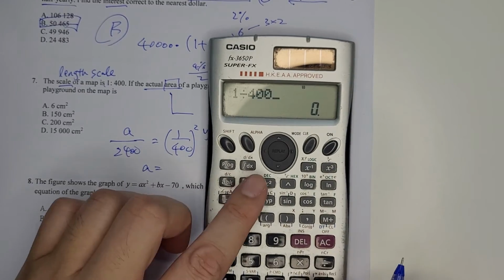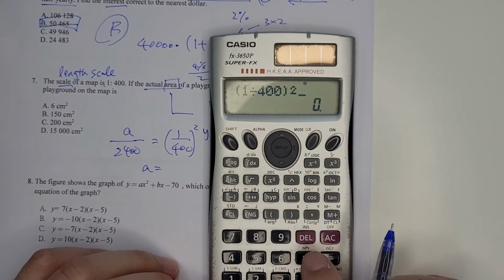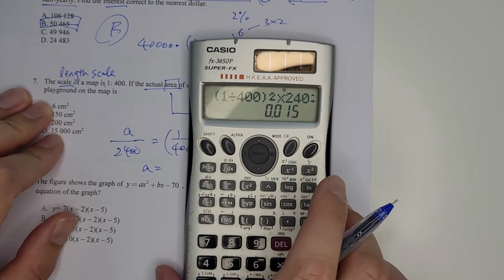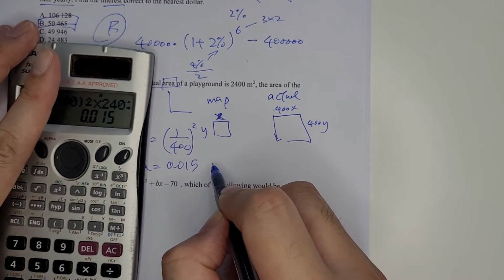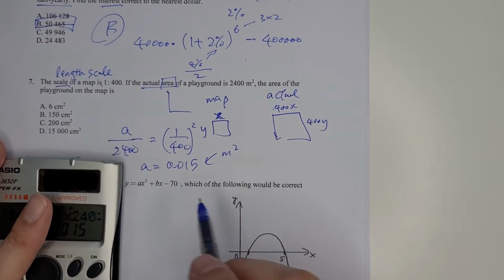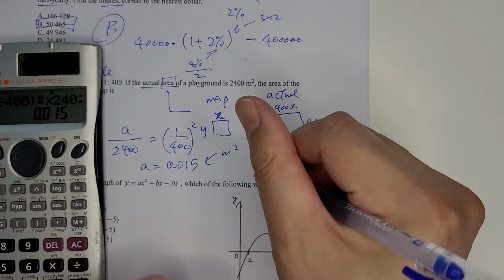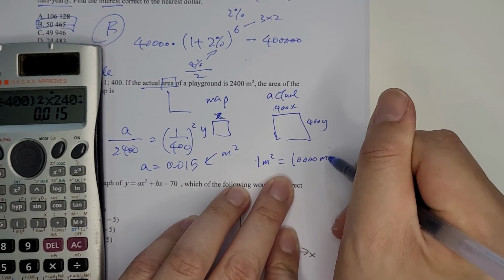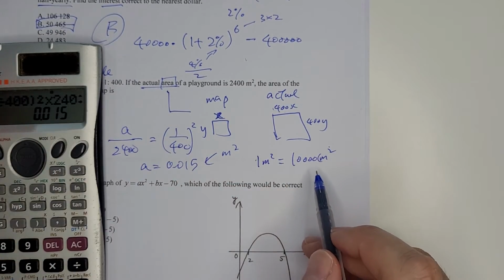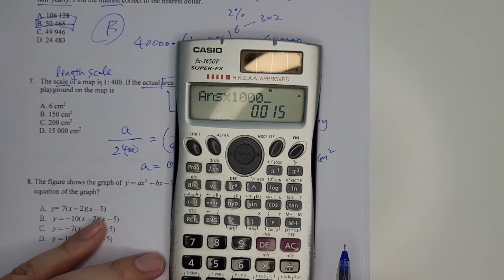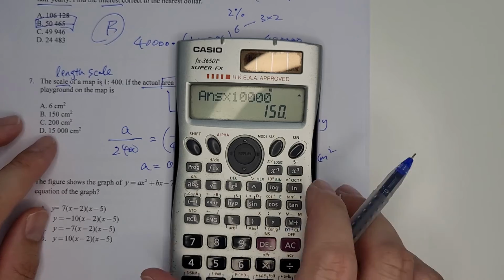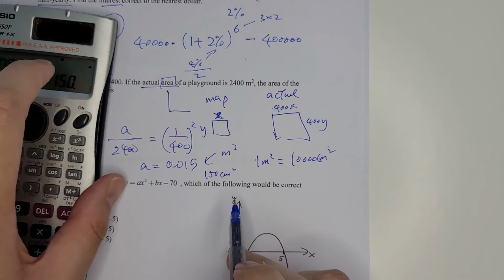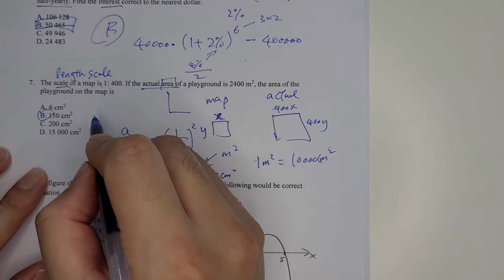1 over 400 bracket square times 2400. You will find something like 0.015. But remember, that is in meter square. How to change it back to cm square? 1 meter square is 10,000 cm square. So we need to multiply this number by 10,000. So that would be 150 cm square. And the answer would be B again.